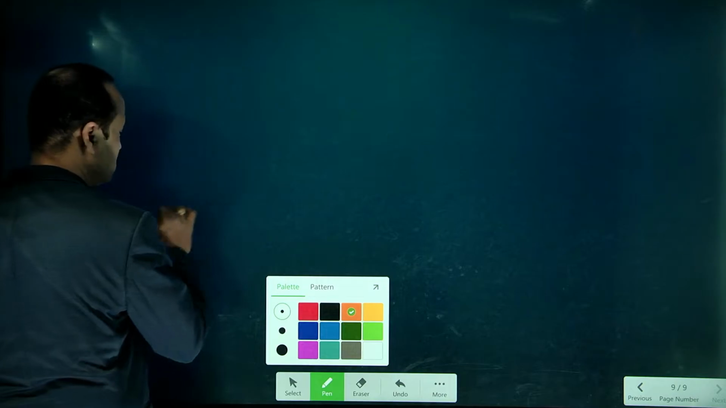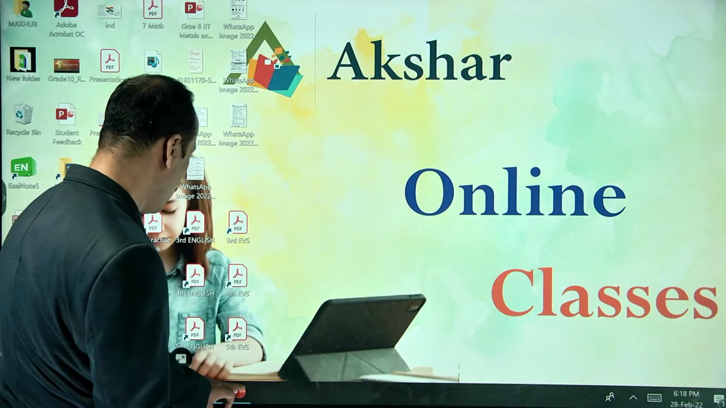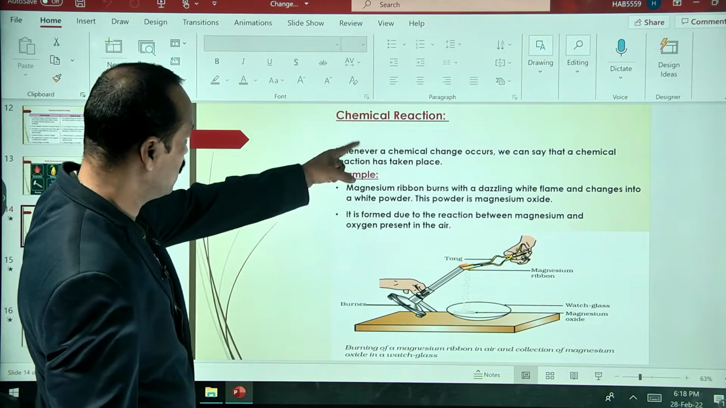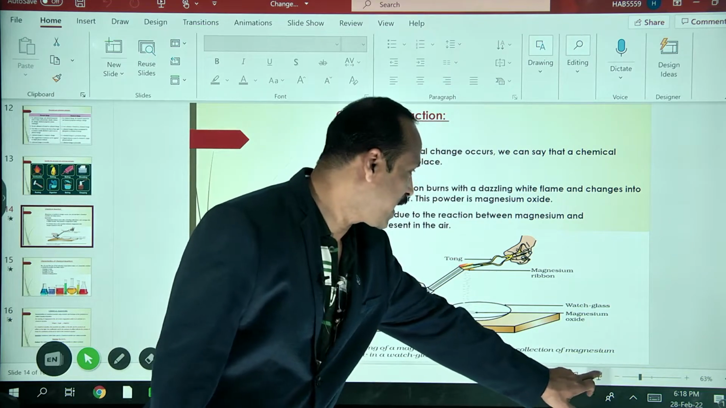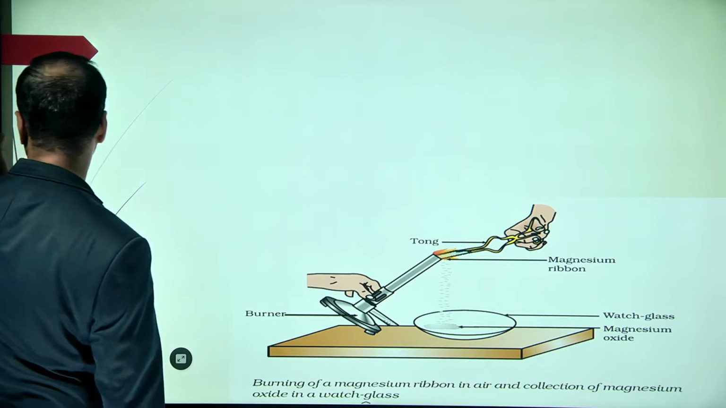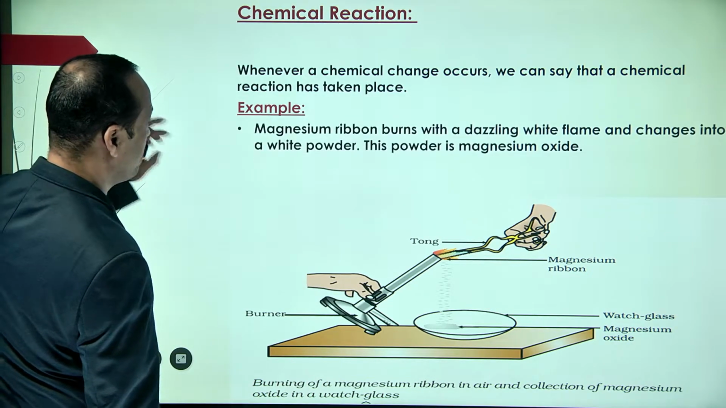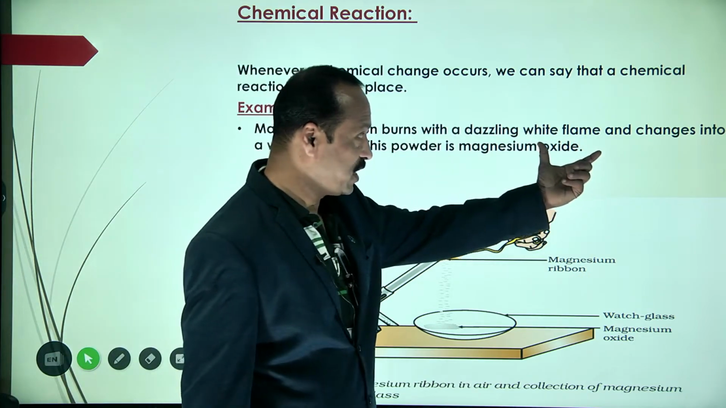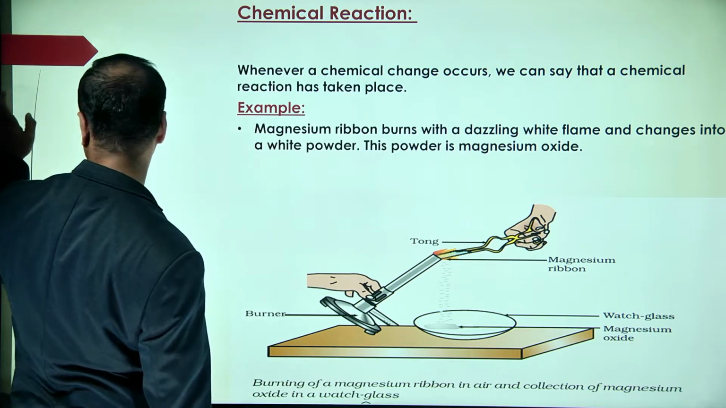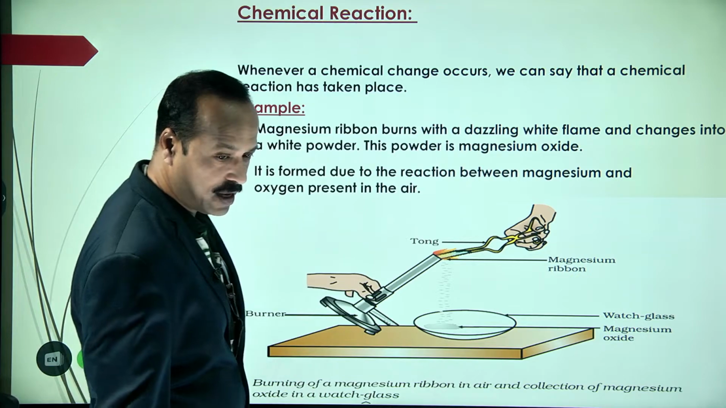So burning of magnesium comes under the chemical change. Here I have shown, see here, this I explained to you. Chemical reaction. In this one you see this is burning of magnesium. The magnesium ribbon burns with a dazzling flame and changes into a white powder. This powder is called magnesium oxide. So this is a chemical change.